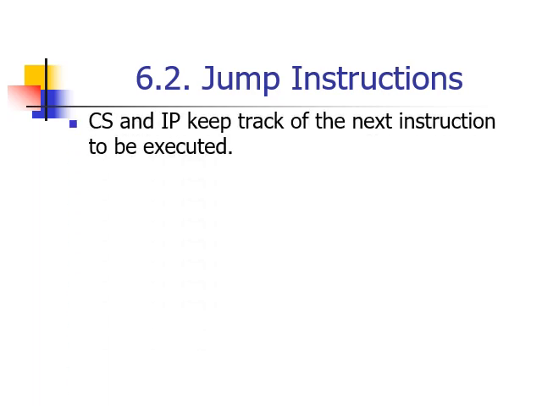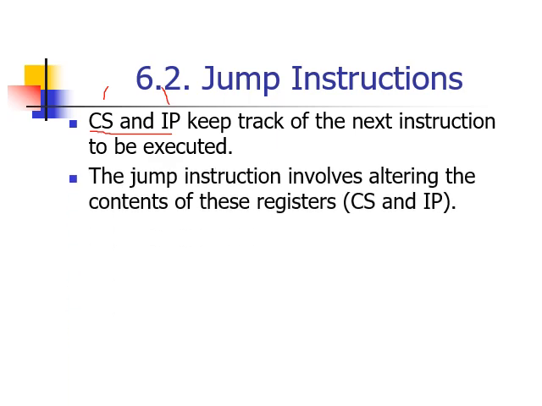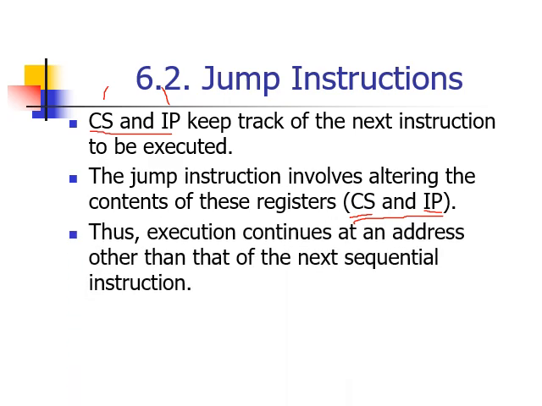Jump instructions are used to change the CS and IP. So CS and IP control where you go. If you need to go to somewhere inside your code memory segment, you change your IP only. If you need to go outside your currently active code memory segment, you would have to change both your CS and IP.